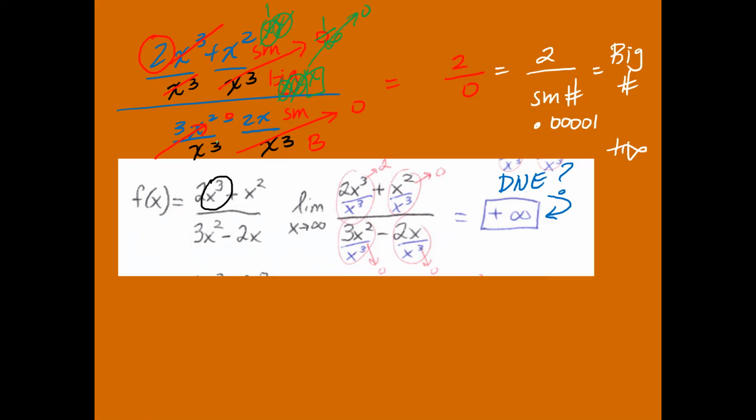Same thing over here. You're going to end up with 3 divided by x as I approach infinity is going to give you a 0. And same thing here. Negative 2 divided by infinity times infinity is going to give you a 0. So then what ends up happening, you're going to have a very small number on top, which is just 2, divided by 0 on the bottom. So anything with a 0 in the denominator is going to result in does not exist.